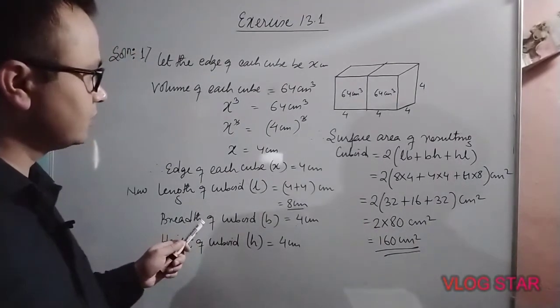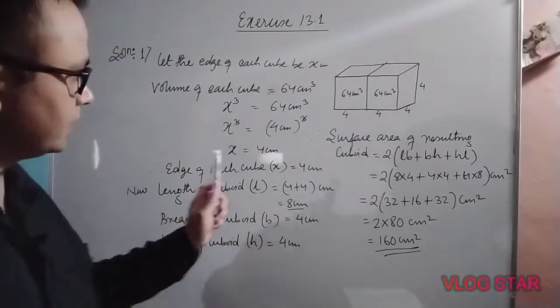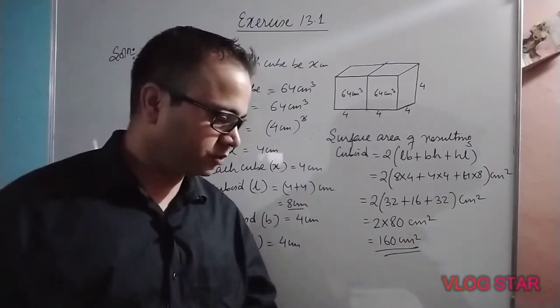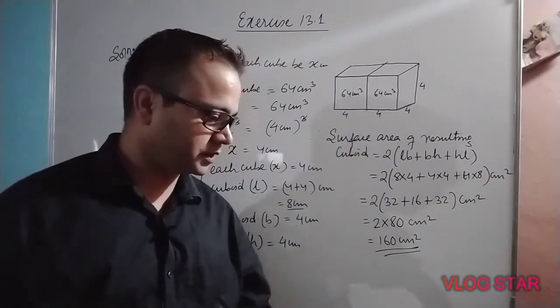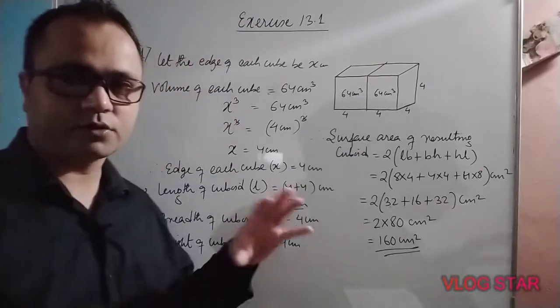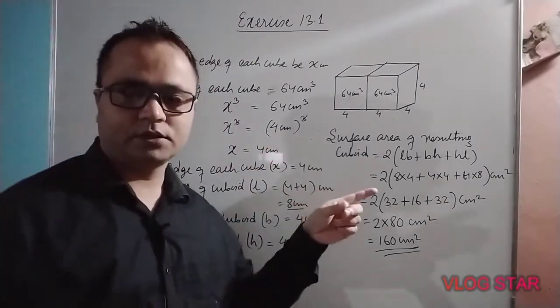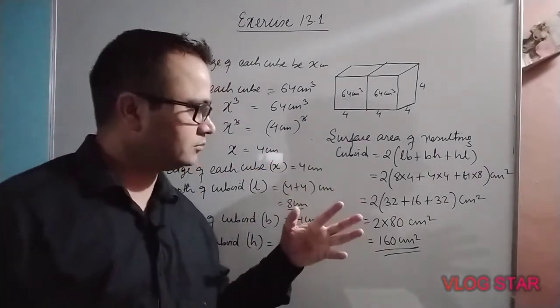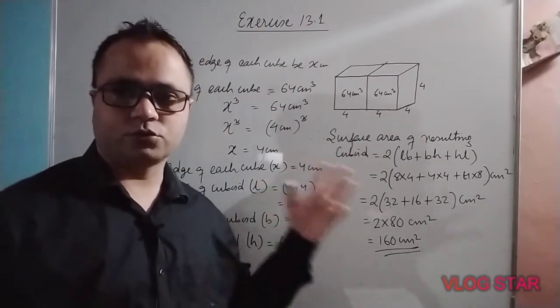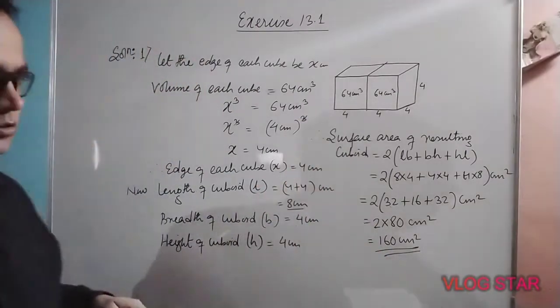Now, one thing: in question number 1, find the surface area of the resulting cuboid means we need to calculate the total surface area. Surface area means total surface area. So let us move to question number 2.